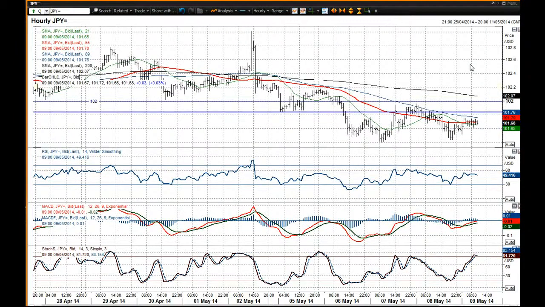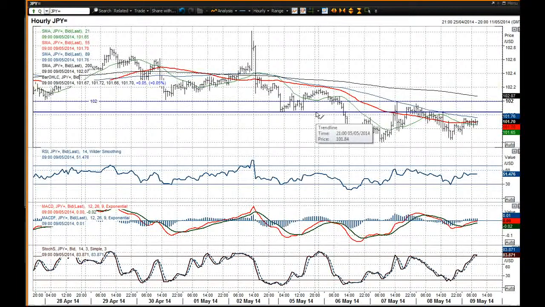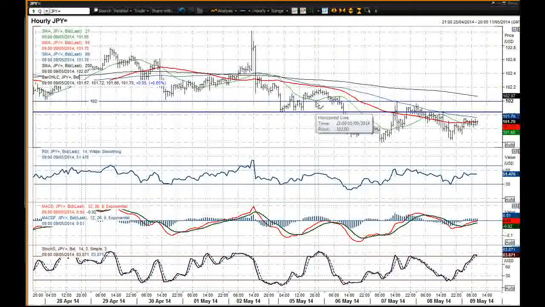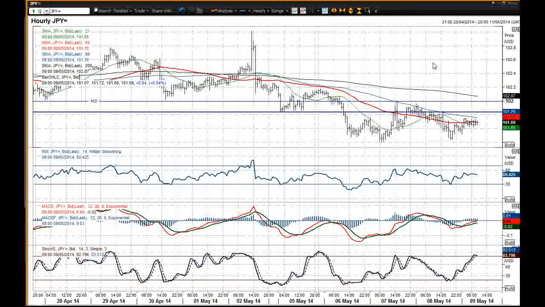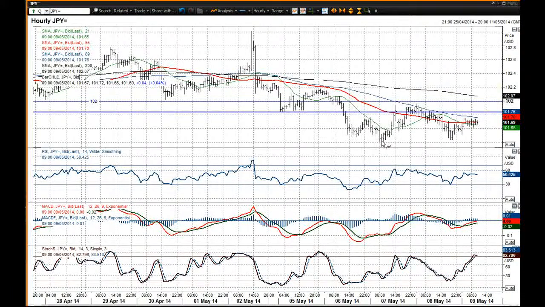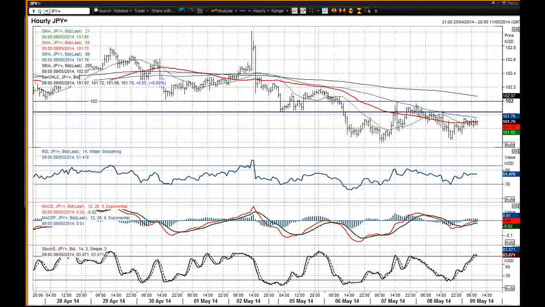So again, you've got this resistance band that comes in around 101.80 to 102, big figure, and that has been capping the gains over the last few days. So it would suggest that rallies are being sold into, and you're going to get further pressure on this 101.40 mark. For that to be completely turned around, I think there would need to be a break above that 102.18 level that was the high back from the 6th of May.